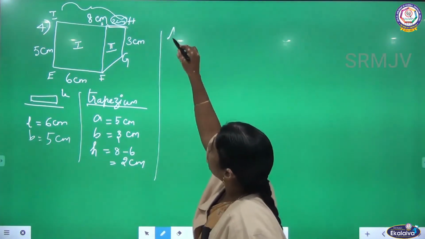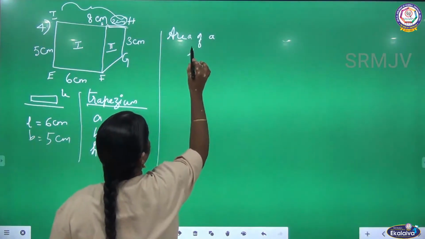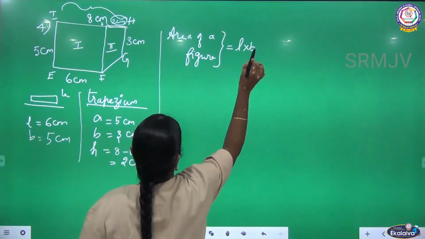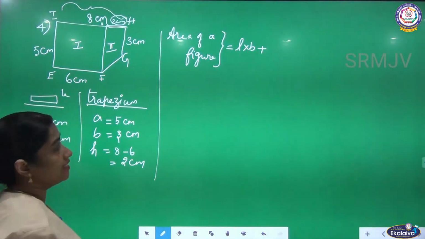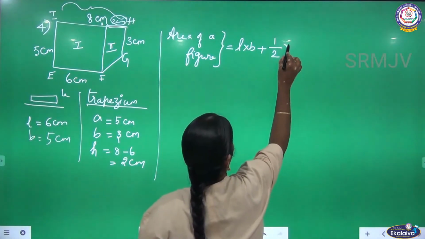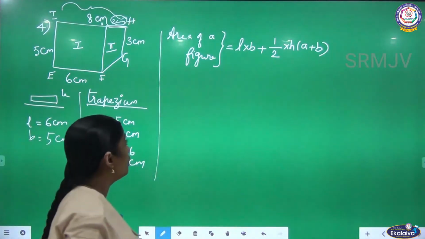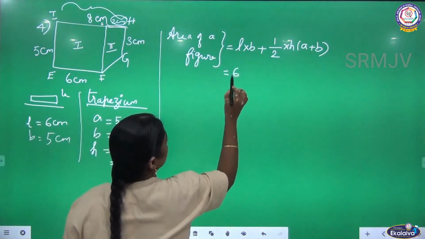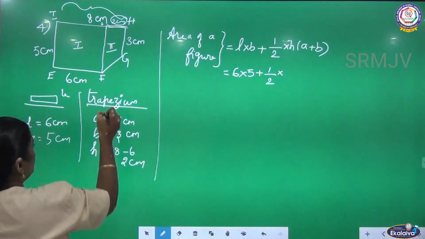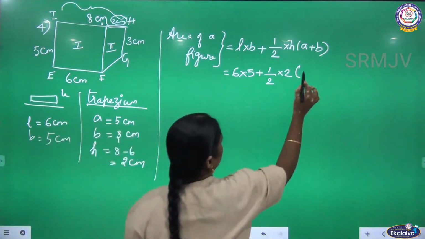Now I am going to find out the area of this polygon. So listen, area of the figure is equal to length into breadth because it is a rectangle, plus the trapezium, half into height into A plus B. What is the length? 6 into 5, plus 1 by 2 into height, which is 2. What are the parallel sides? 5 plus 3.